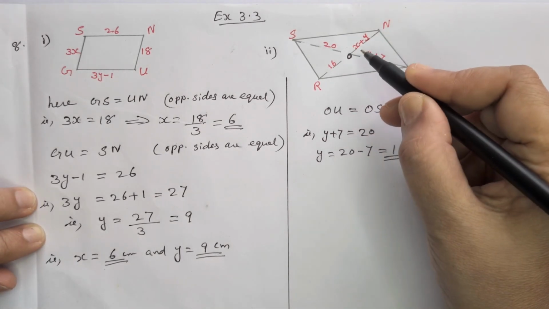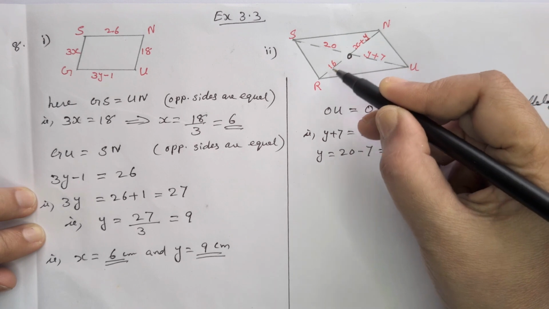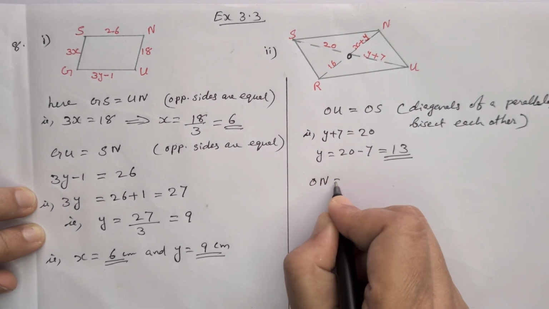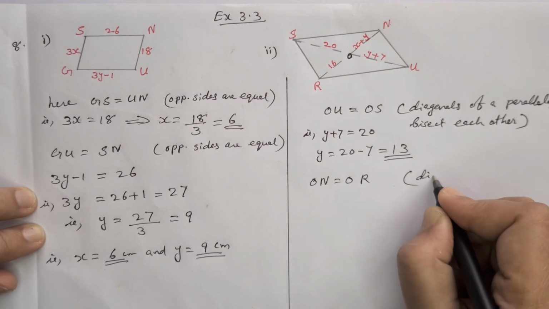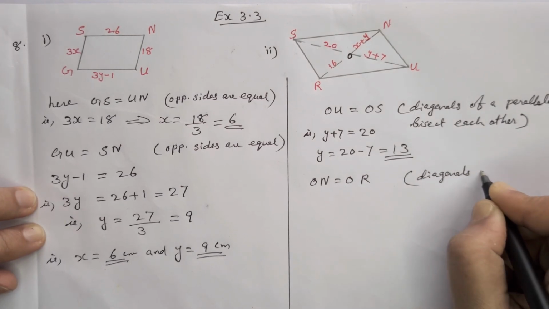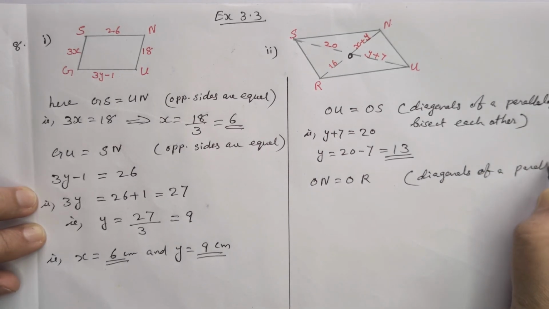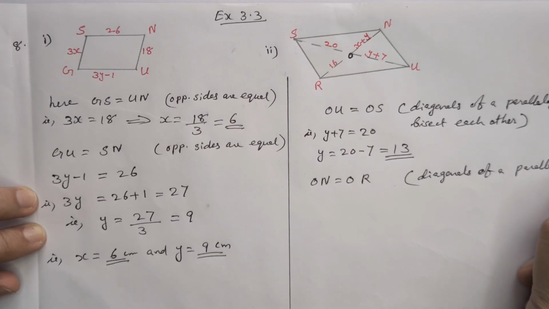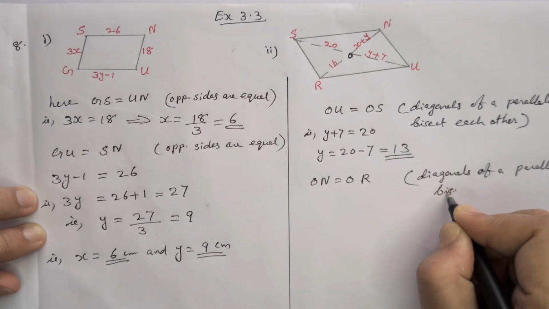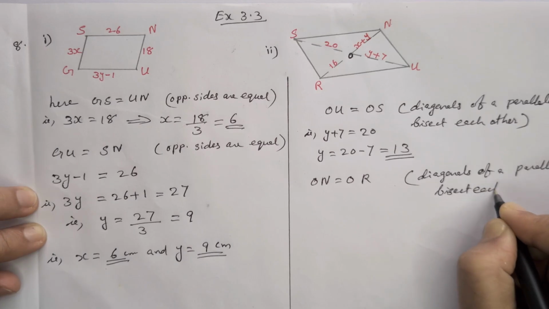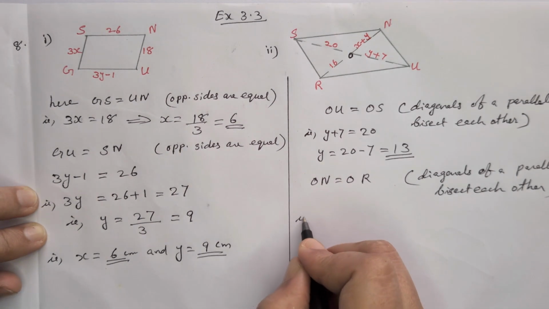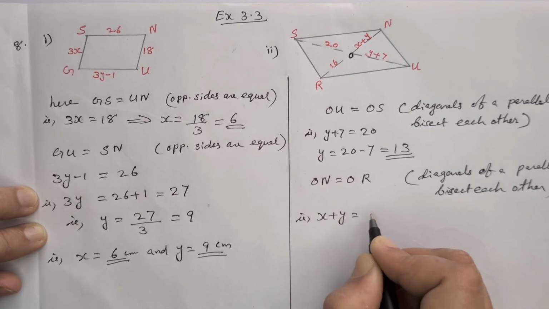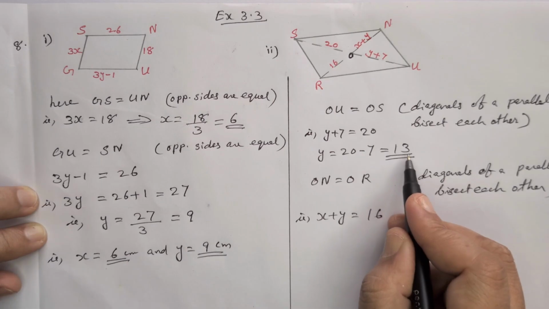Then the same way the other diagonal. ON is equal to OR. Same reason: diagonals of a parallelogram bisect each other. So here x plus y is equal to 16. Y already we got that as 13.